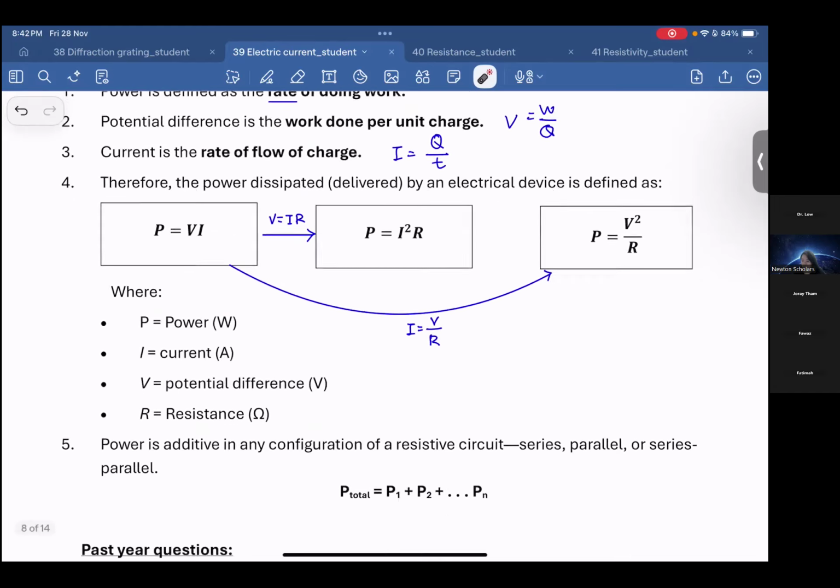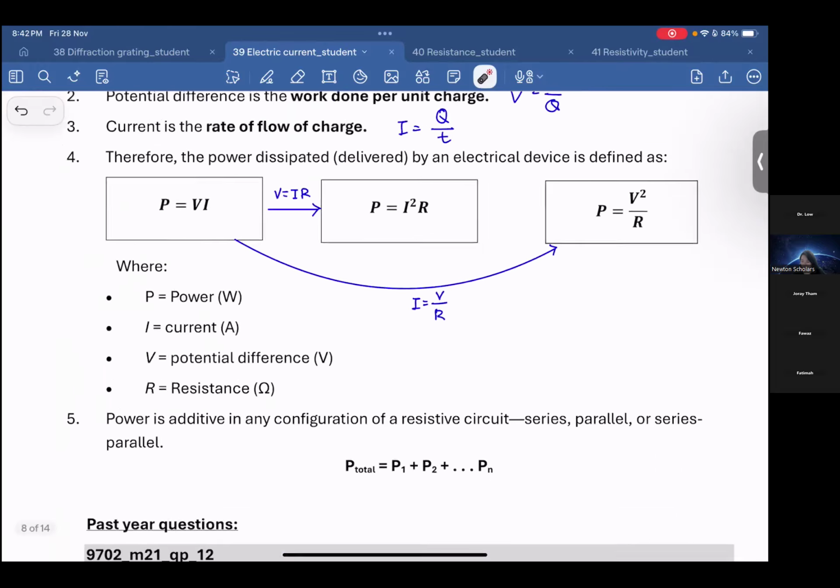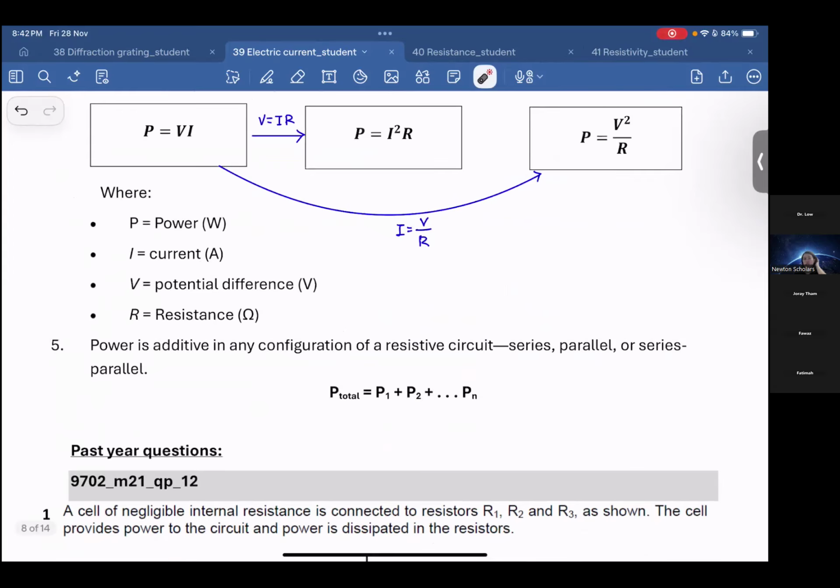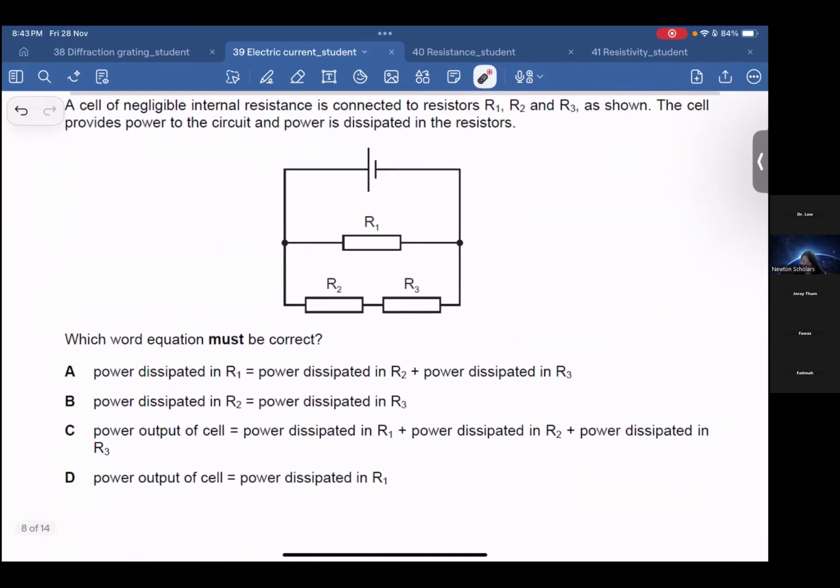Okay, then here number 5 is the thing that I want to emphasize. No matter in series or parallel, power is just added up together. No matter if it's in series, in parallel, or a series-parallel circuit, if they ask you for total power, you add up all the power. That's all. Okay, so we look at this question.